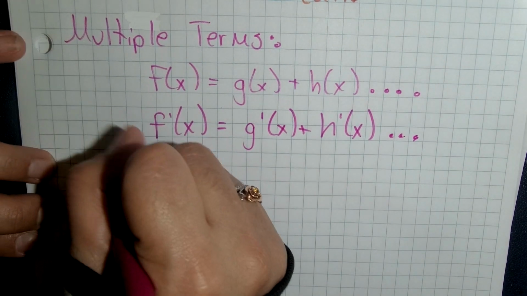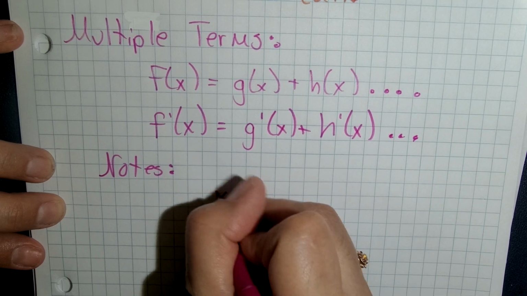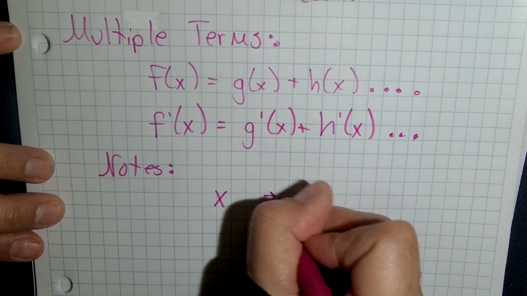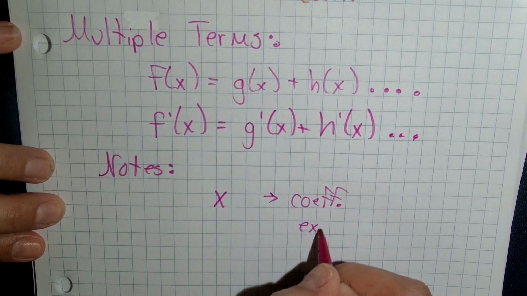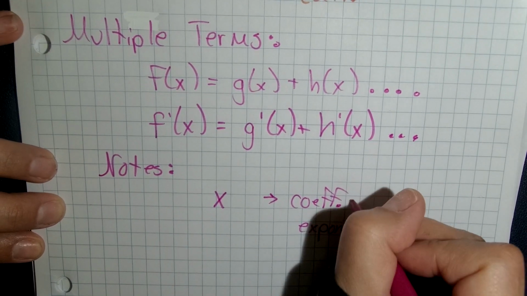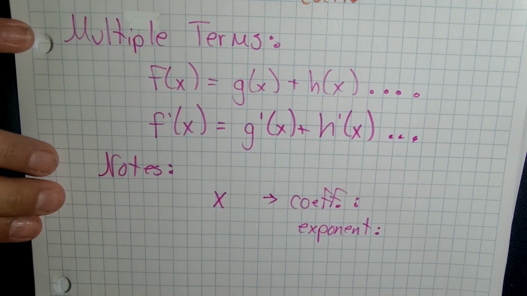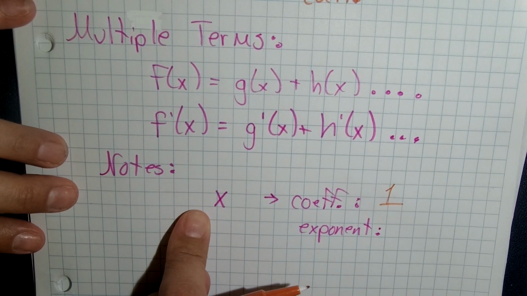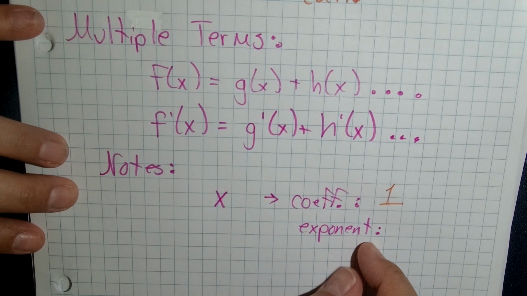All right, some other quick notes. If we have x by itself, what is the coefficient? And what is the exponent? What is the coefficient of x? What is the understood coefficient? 1. Very good. So if there is no coefficient, the understood coefficient is 1. If there's no exponent, what is the understood exponent? 1.